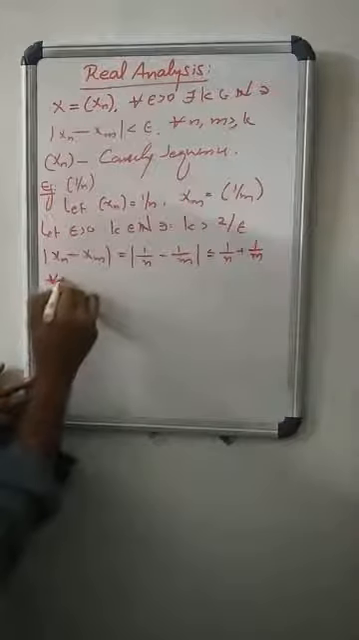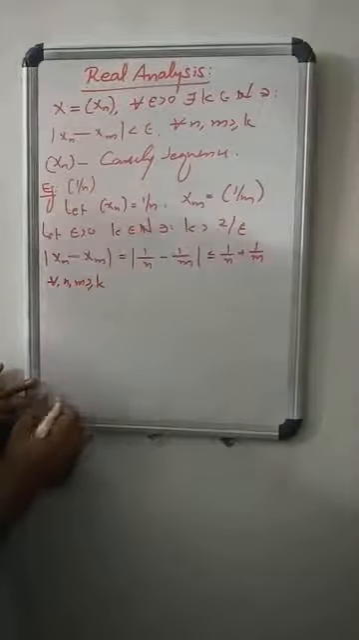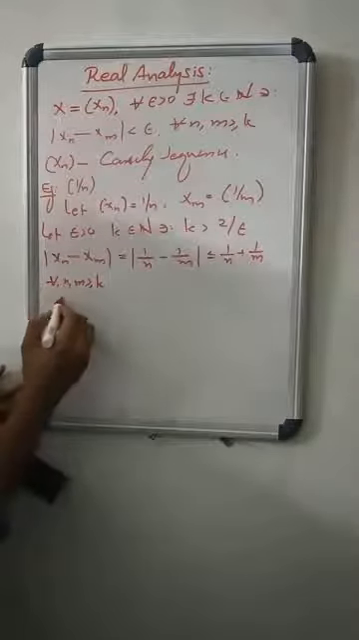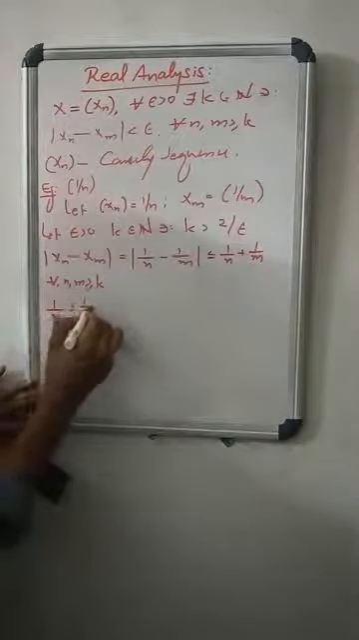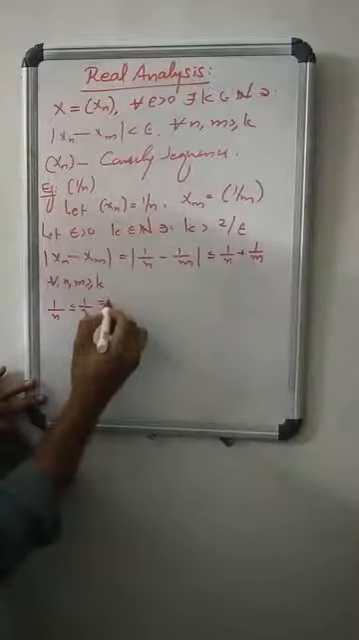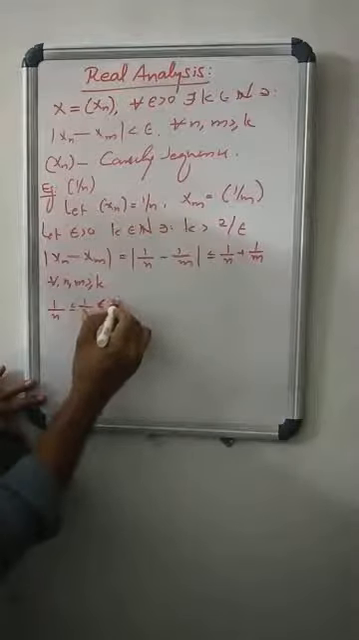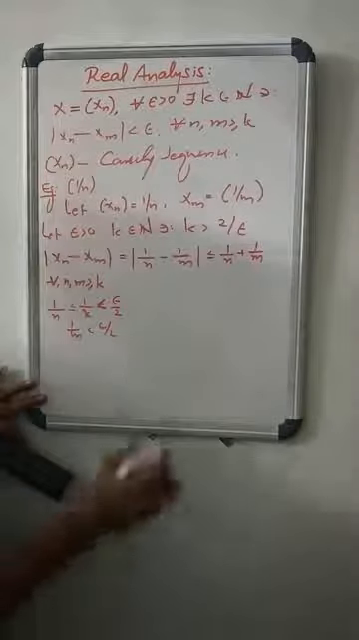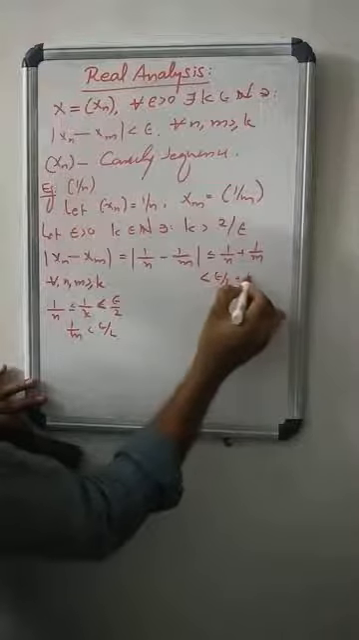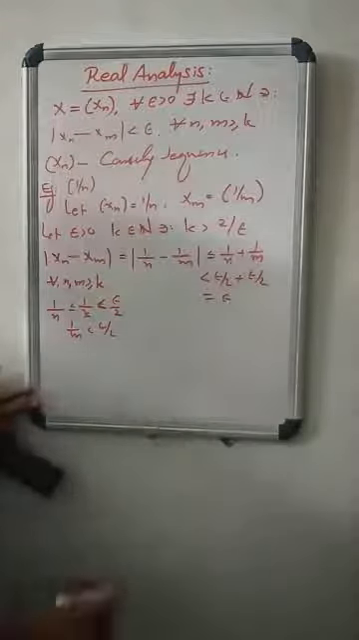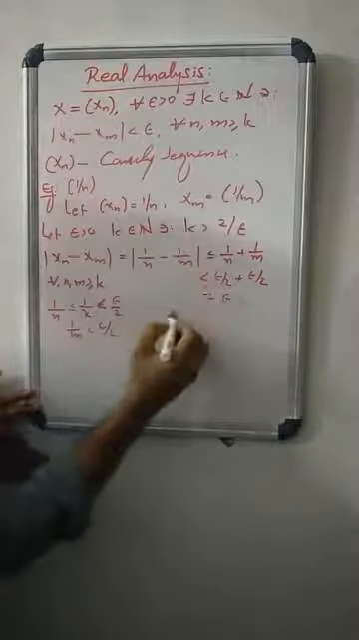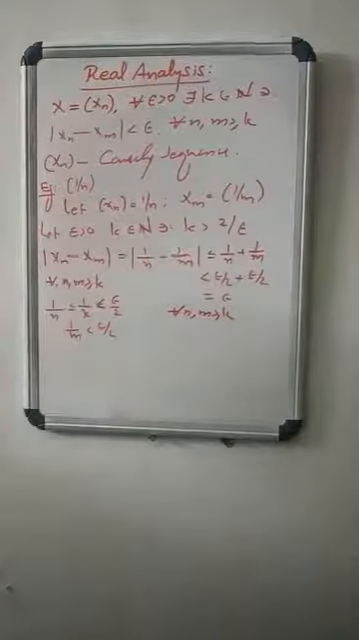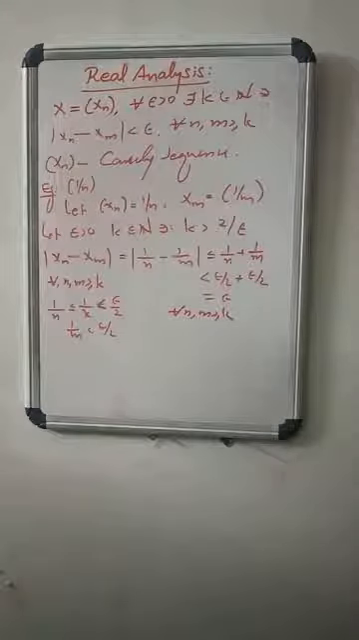So for all n, m greater than or equal to k, what is 1 by n? 1 by n is less than or equal to 1 by k. And 1 by k is strictly less than epsilon by 2. Similarly, 1 by m is also less than epsilon by 2. So it is strictly less than epsilon by 2 plus epsilon by 2 equals epsilon. Means modulus of xn minus xm is strictly less than epsilon for all n, m greater than or equal to k. So according to our definition, the sequence 1 by n is a Cauchy sequence.